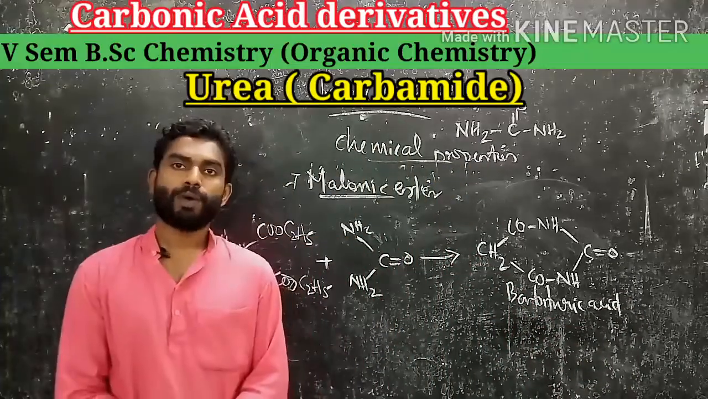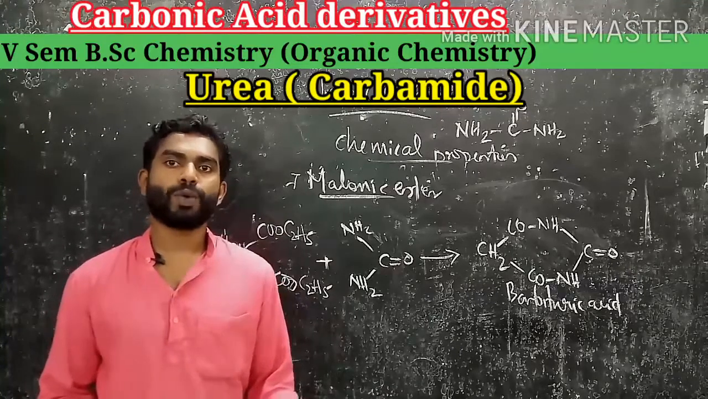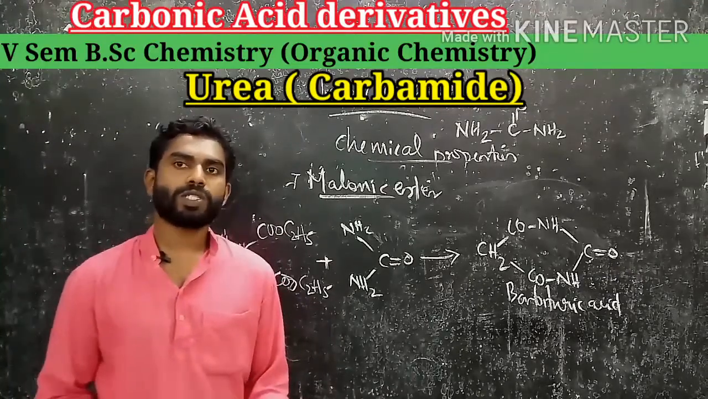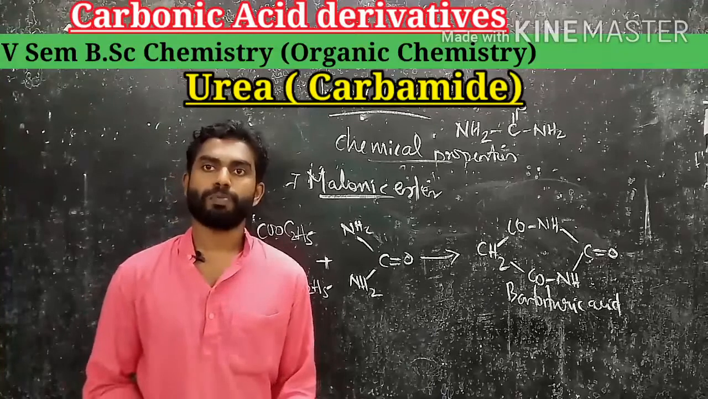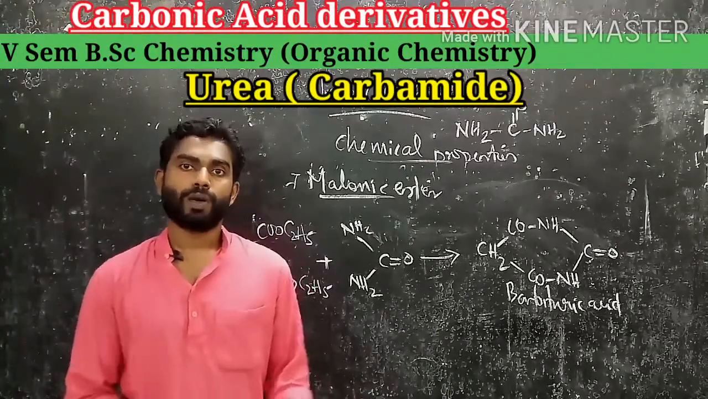Barbituric acid: malonic ester, diethyl malonate, condensed with urea to form malonyl urea or barbituric acid, which is used in the preparation of medicinal hypnotics like luminal, veronal, etc.